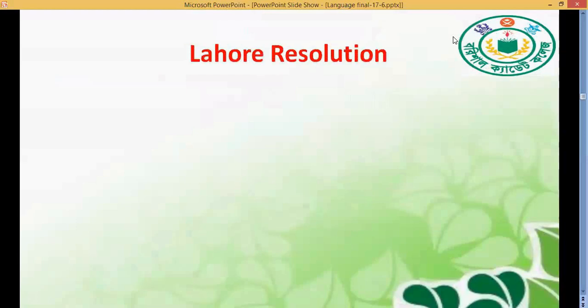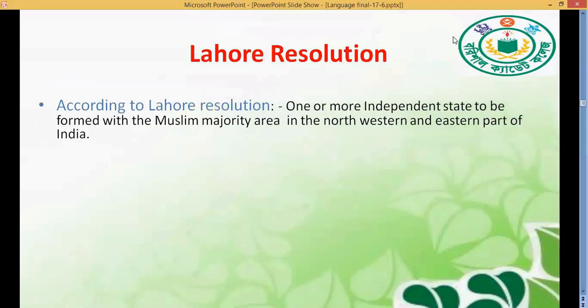Lahore Resolution. Cadets, what is the definition of the Lahore Resolution? What was the resolution? One or more independent states to be formed with the Muslim majority areas in the northwestern and eastern parts of India. I repeat, one or more independent states to be formed with the Muslim majority areas in the northwestern and eastern parts of India. Yes, cadets, for your better understanding, I'd like to go back.